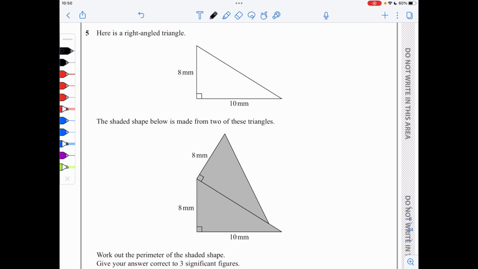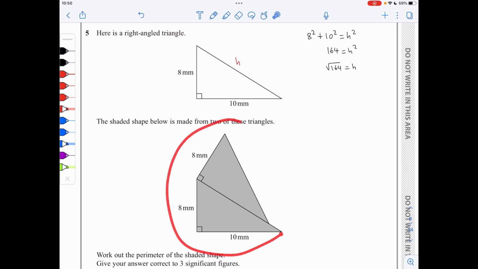In question 5, we're given a right angle triangle and then it is used twice to form this shape and we need to work out the perimeter of the shaded shape. I will start by calling the hypotenuse in the original right angle triangle h, and I will use Pythagoras theorem to find h. So 8 squared plus 10 squared is h squared. So 164 is h squared, which means that the root of 164 is h. So going to the diagram here, we know that this here is the hypotenuse, which is root 164.